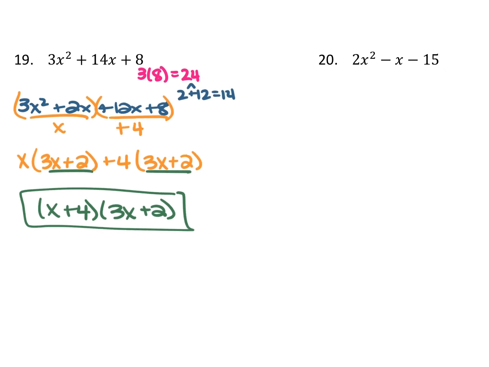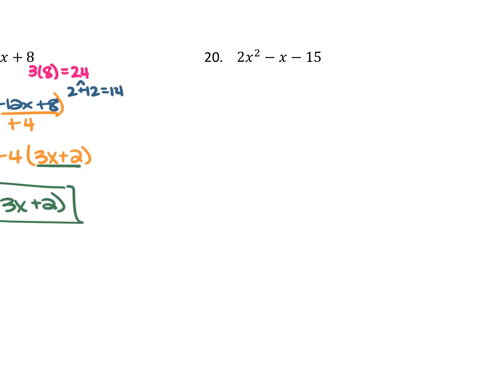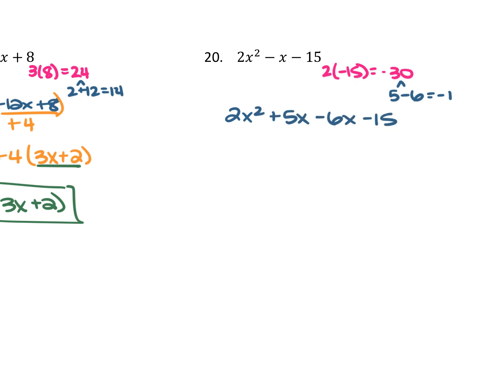For 20, we have 2x squared minus x minus 15. Again, you do not have a greatest common factor, so we multiply 2 times negative 15, which gives us negative 30. The factors of negative 30 that add up to be negative 1 are 5 and negative 6. So this gives us 2x squared plus 5x minus 6x minus 15.